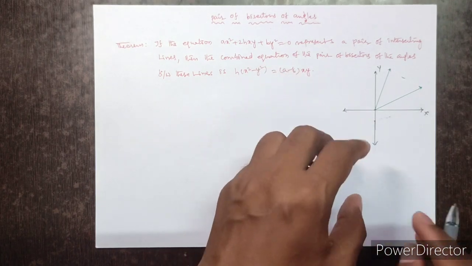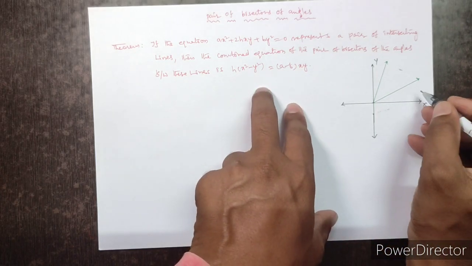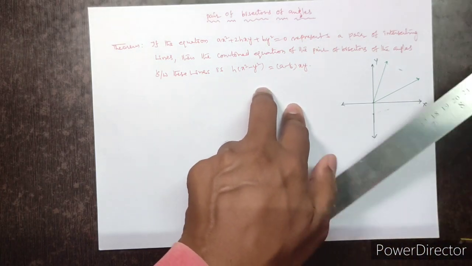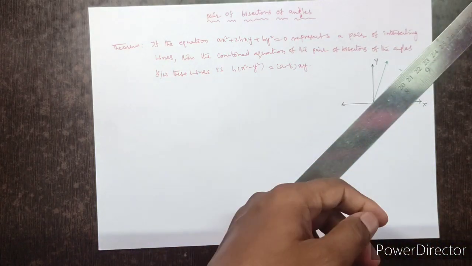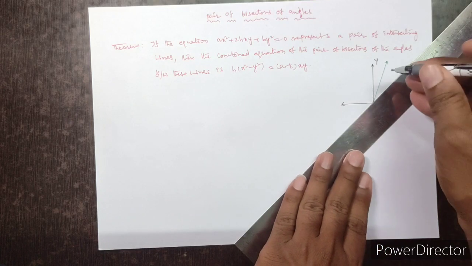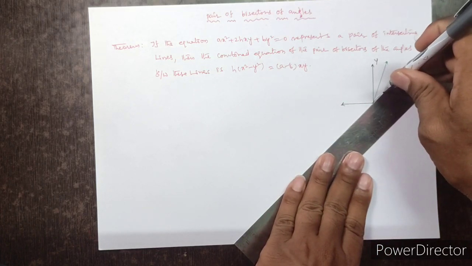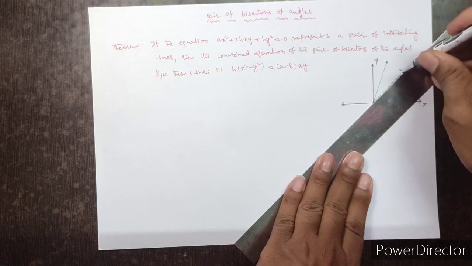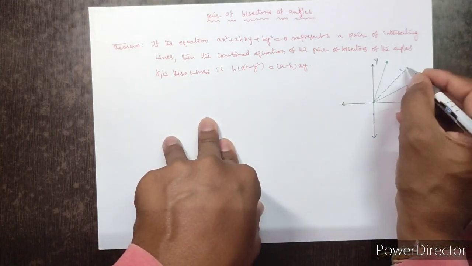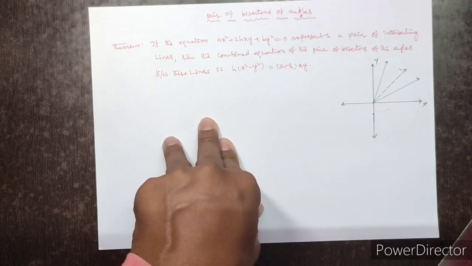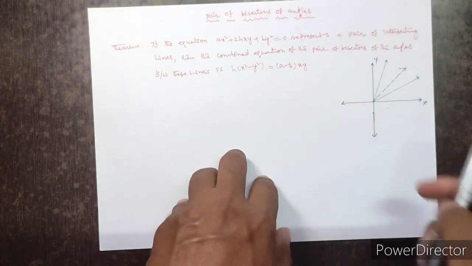lines represented by ax square plus 2hxy plus by square. Suppose this is the angular bisector of the pair of lines, these two pair of lines.